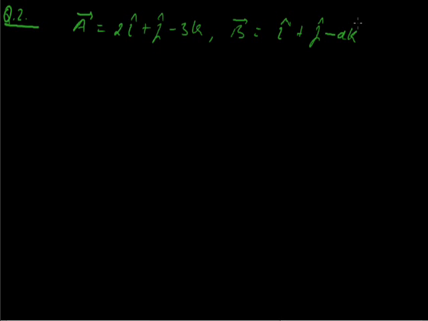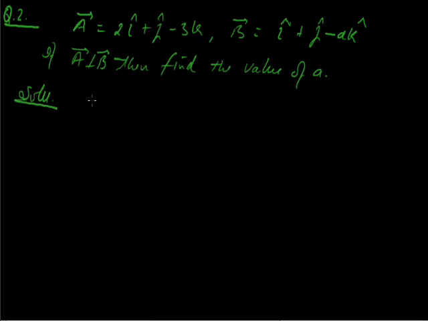Numericals related to scalar product. Question 2. Vector A is 2i plus j minus 3k and vector B is i plus j minus ak. If A is perpendicular to B, then find the value of a.